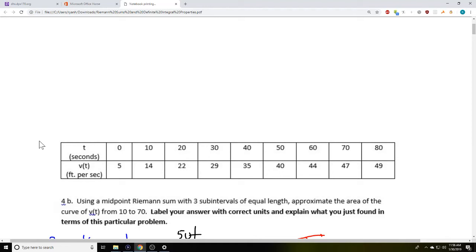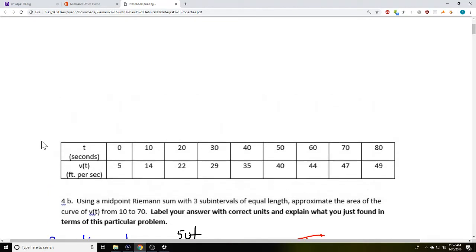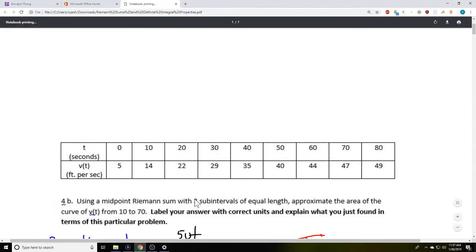All right, we're going to finish up the notes from the last time we met and go over a couple more things on top of that here. So we left off on this problem where I asked you to do a midpoint Riemann sum, and some people were having some trouble with it. So first off, midpoint sum with 3 subintervals, okay?